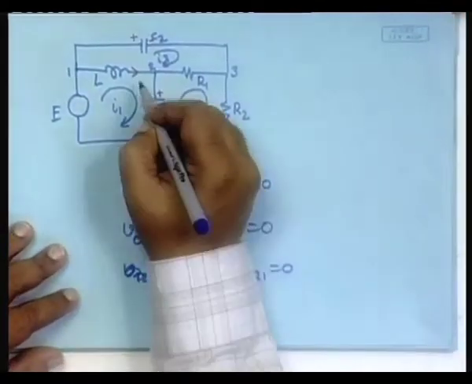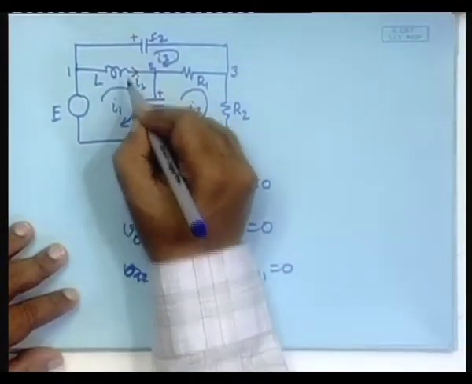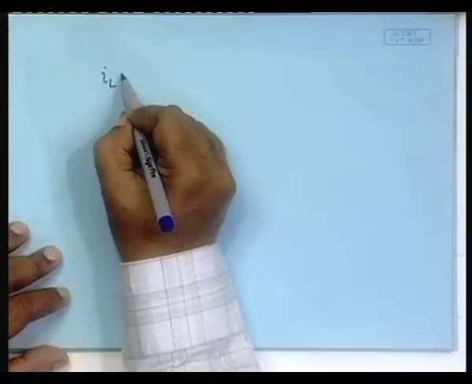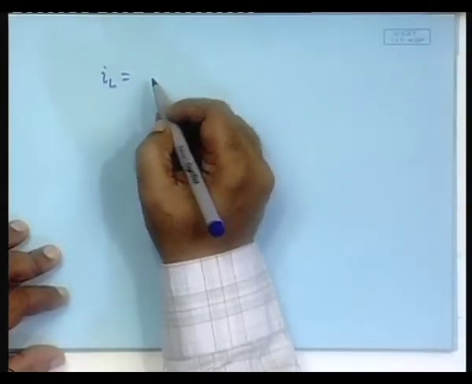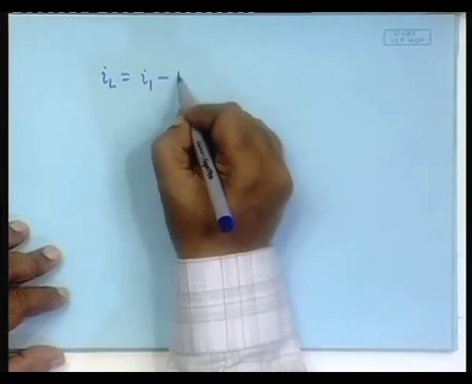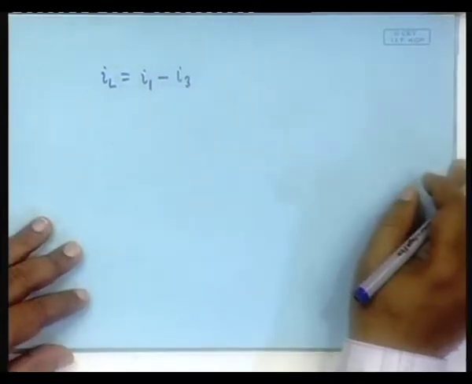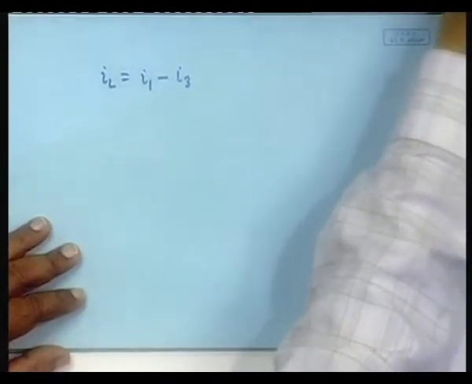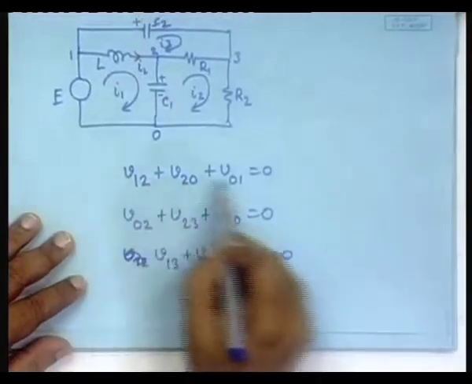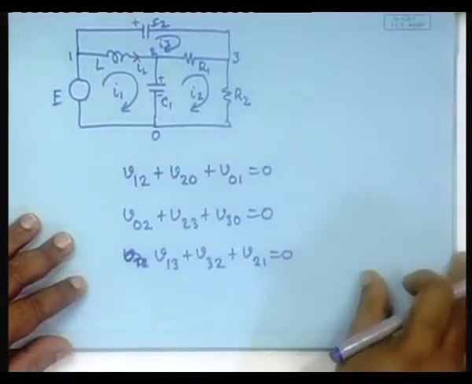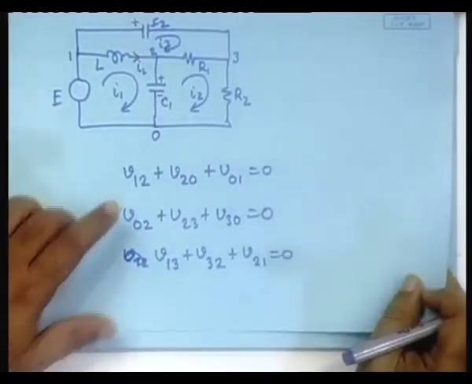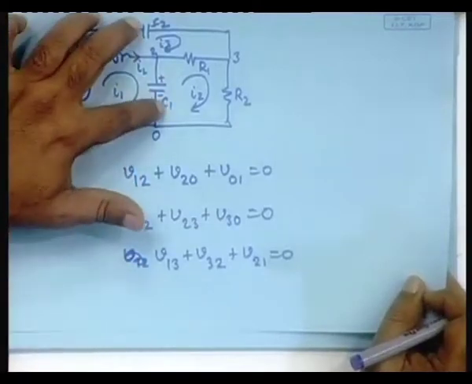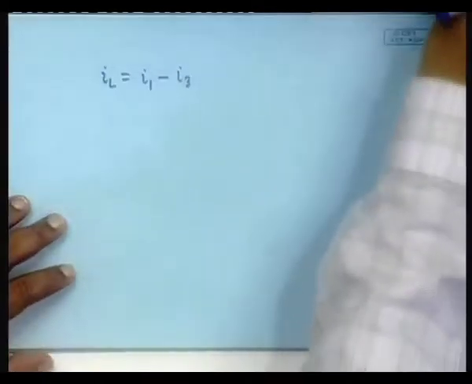IL is the current through the inductor. IL is I1 minus I3, fine. So, that is one thing. Then the KVL equation becomes, write the first KVL equation in terms of that. Now, write it carefully using this convention of the positives and negatives.